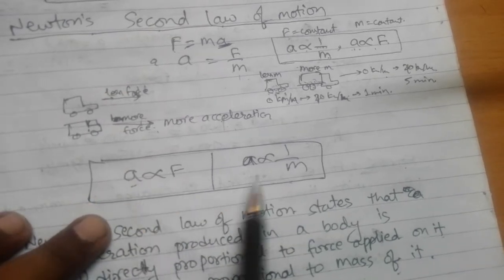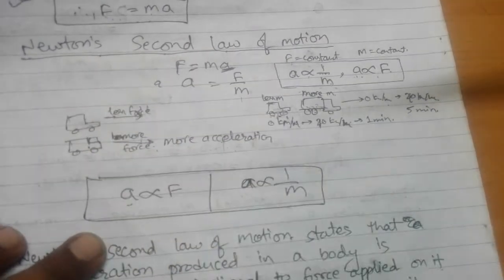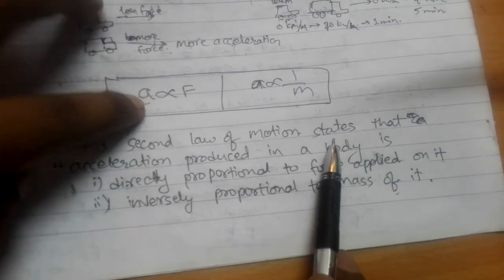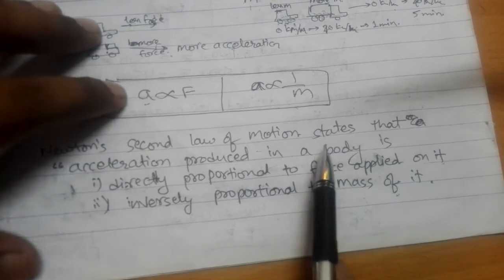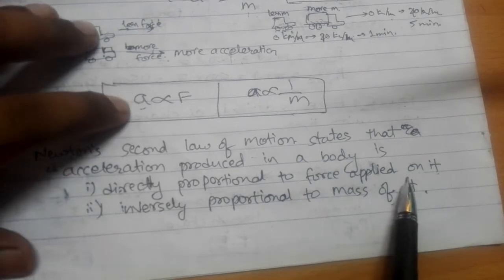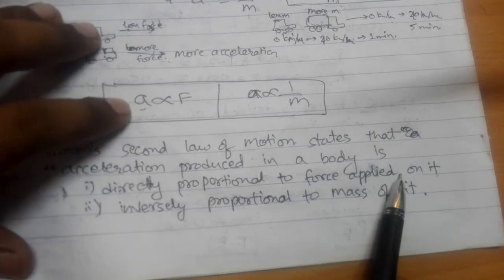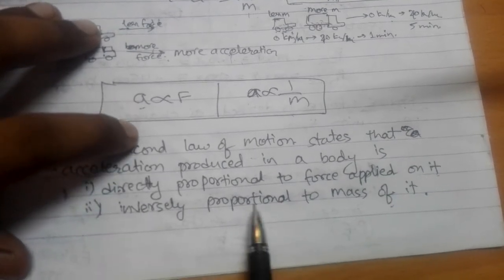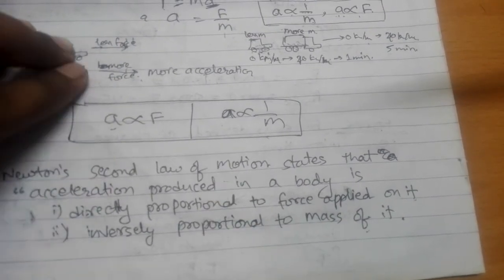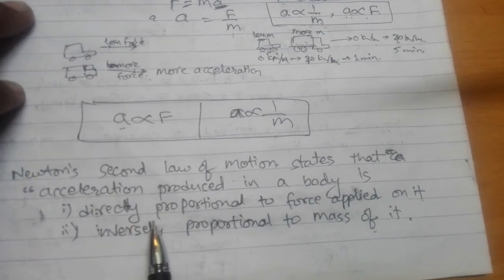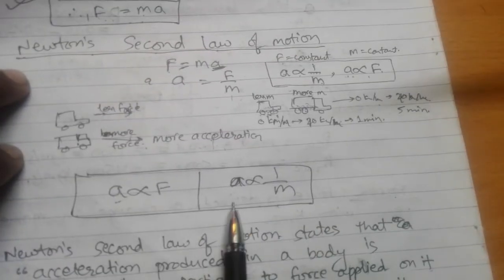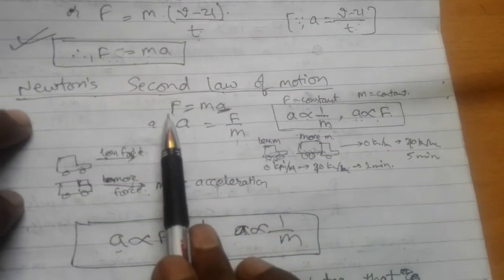Okay, so these two equations are actually the statement of Newton's second law of motion. Newton's second law of motion states that acceleration produced in a body, yes, a means acceleration, produced in a body is firstly directly proportional to the force applied on it. This one, if you apply more force on an object, then it accelerates faster. And secondly, inversely proportional to its mass. Yes, if the object has more mass, then there will be less acceleration. Okay, so this is the statement of Newton's second law of motion. Actually, if you forget it, you can make it on your own from these two statements. If you forget them, you can always begin from here.